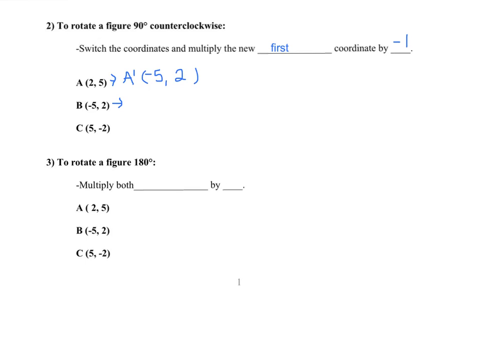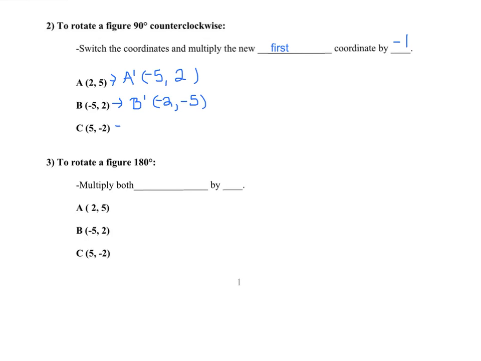Okay, next is B, which is (-5, 2). So B prime: again, switch your coordinates, so it'd be (2, -5), and multiply your new first coordinate by -1. So that becomes a -2.